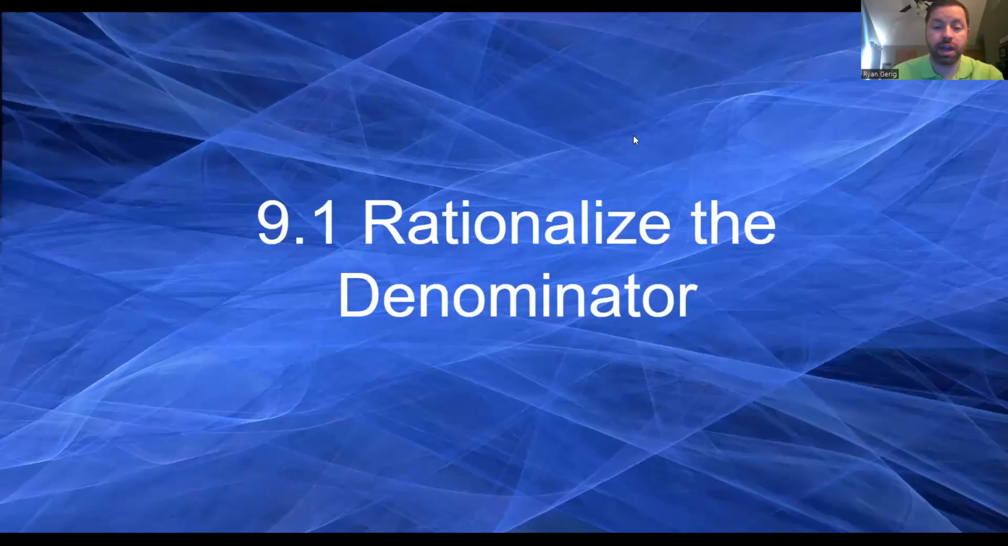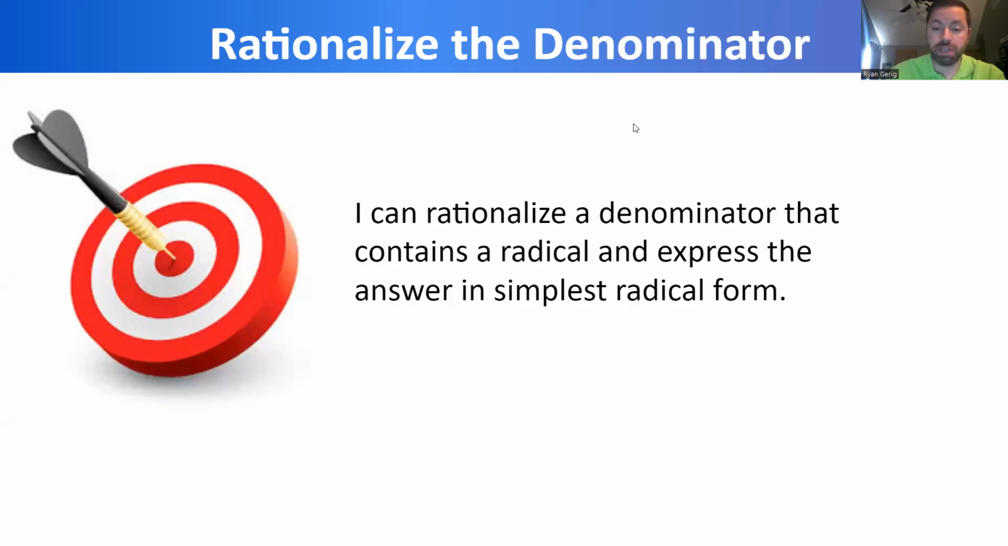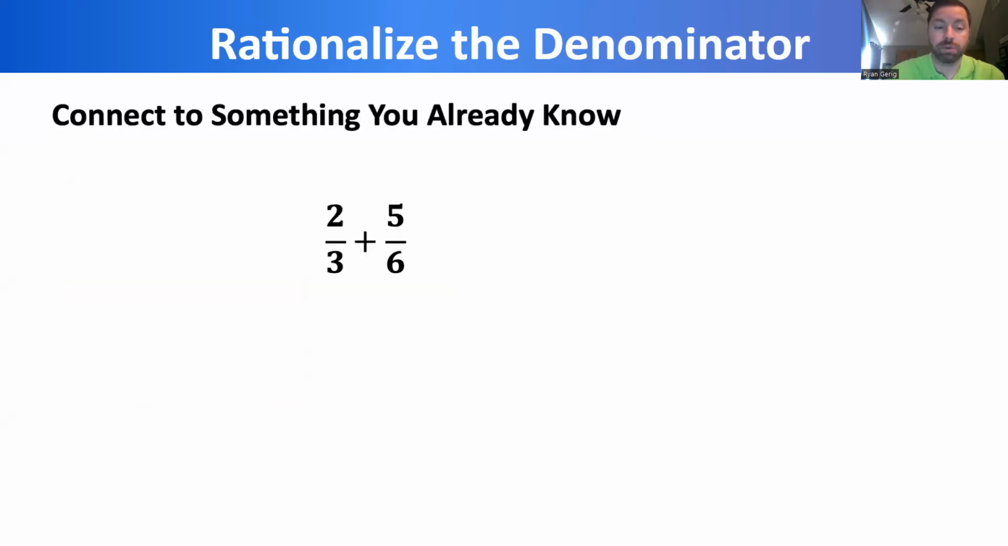We're going to rationalize the denominator today. So you'll understand what that means in a little bit, but we're going to rationalize a denominator that contains a radical and express the answer in its simplest radical form. So we're going to connect what we're about to do to something you already know.